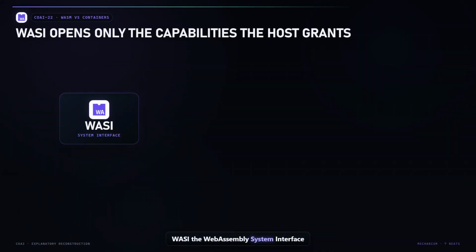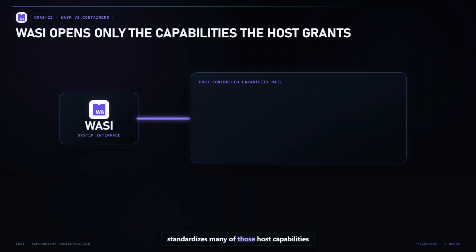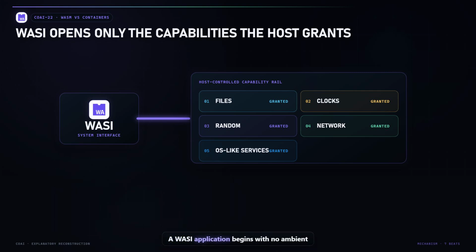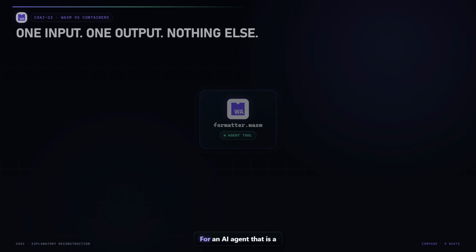WASI, the WebAssembly system interface, standardizes many of those host capabilities. Files, clocks, randomness, networking, and other operating system-like services. A WASI application begins with no ambient authority and receives only what the host grants. For an AI agent, that is a beautiful security shape.